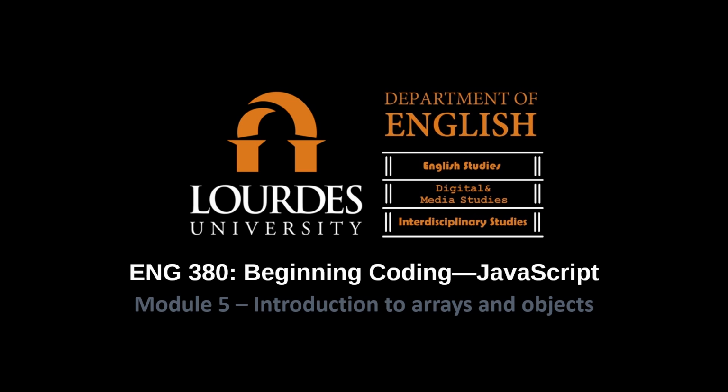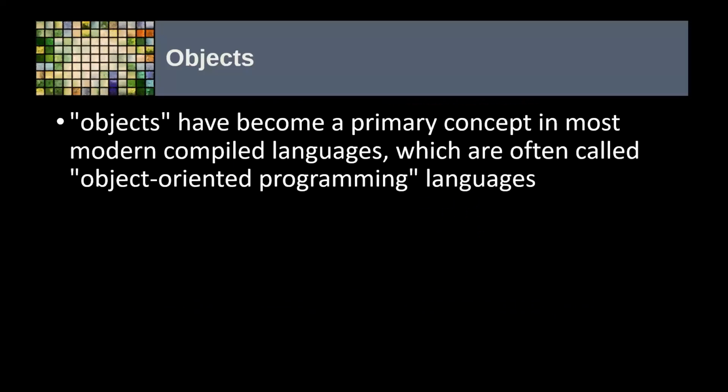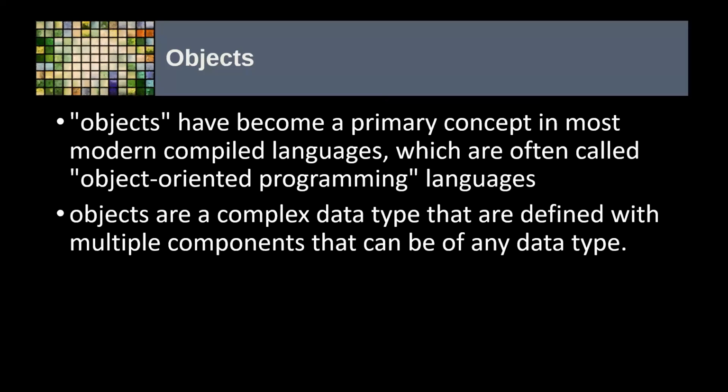In this video, we're going to talk about objects and arrays, which are data structures in most modern compiled languages. Objects have become a primary concept in most programming languages that are used today. In fact, as we talked about in Module 1, these languages are often called object-oriented programming languages. That is, objects are central to what they do. Objects are a complex data type that are defined with multiple components that can be of any data type.